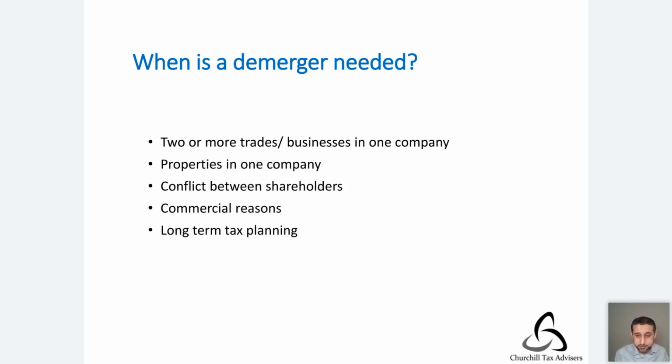For example, I just did something for a client. They had too many properties and everything in one company, and a trade, and they were quite worried that if something goes wrong with the trade, they will lose their properties. Plus, they couldn't get the right mortgages, they couldn't get the right financing, so they had to demerge the business. There's long-term tax planning. People just want to go separate ways.